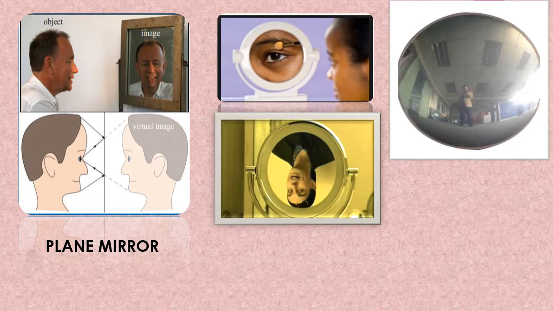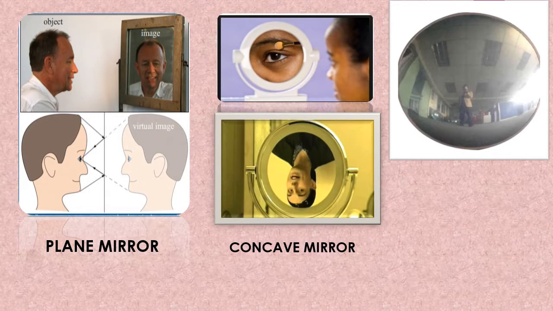The second mirror, you can see, is a makeup mirror. The top one and the one shown below are both of the same type. Both are makeup mirrors. In the first, you can see a magnified image of the eye of the person. In the second, you can see an inverted image of the person. So both are concave mirrors.